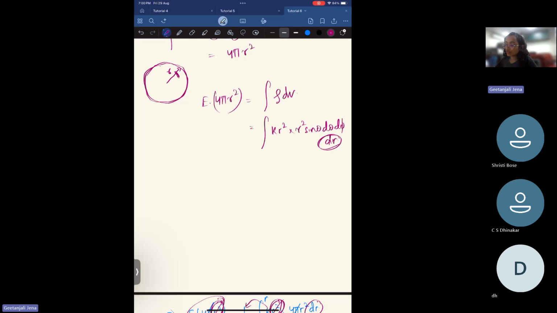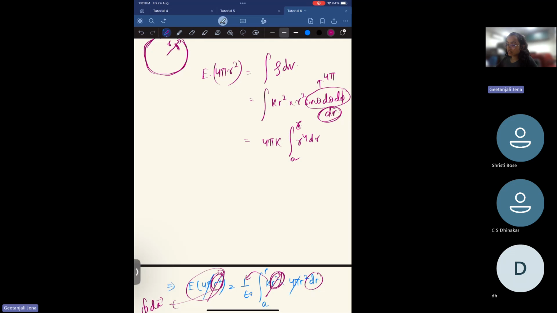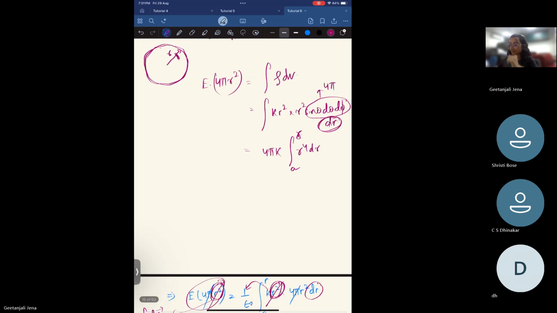So here the radius is also a variable, and sine theta d theta d phi, if you take the integration, it will give 4 pi, and this will give 4 pi r to the 4 dr. So r square is still inside the integration. So that is why I haven't cancelled on both sides. Okay. So I hope this is clear now. So I haven't cancelled r square.